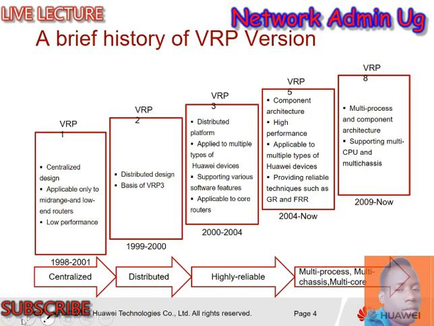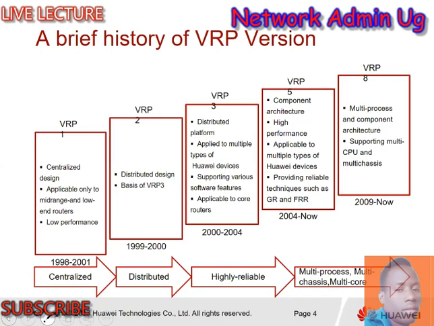was used for low-end routers. The only challenge it had was low performance for the devices. Another version, VRP version 2, was developed in 1999 and ran into the 2000s. It was the basis for developing VRP version 3.